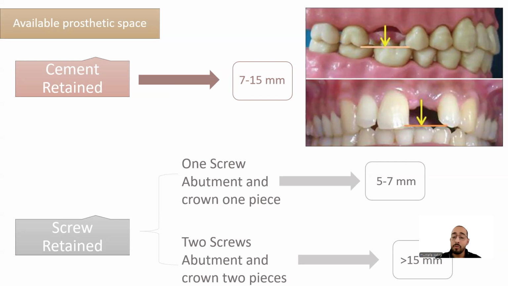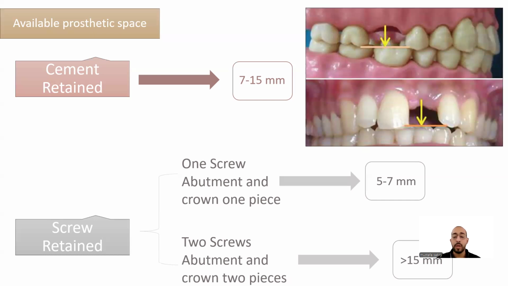So up till now, we talked regarding the 9 factors. The first thing is the smile line of the patient and the lip support. Do we need the lip support or not? Then we talked about the opposing dentition, and here the fourth is the available prosthetic space, which dictates the type of prosthesis we are going to do, which is either cement retained or screw retained.